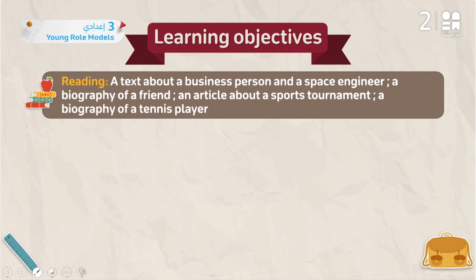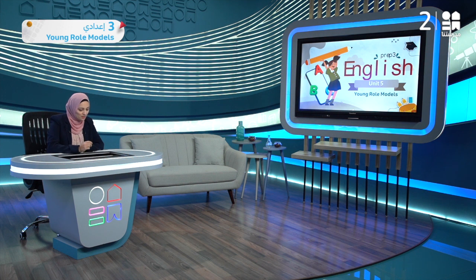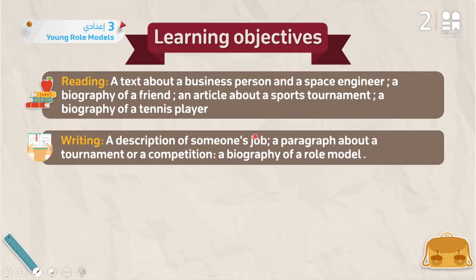The objectives. For reading, you're going to read a text about a business person and a space engineer. And you're also going to read a biography of a friend, an article about a sports tournament, and a biography of a tennis player. For writing, you're going to learn how to write a description of someone's job, a paragraph about a tournament or a competition, and a biography of a role model.